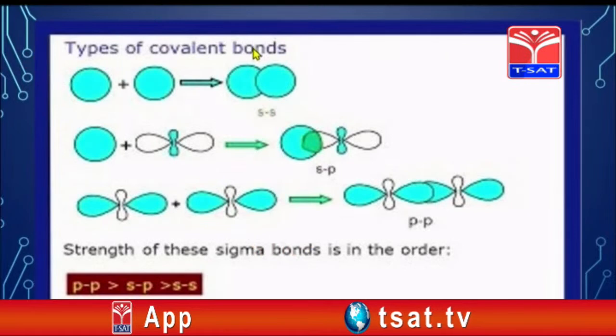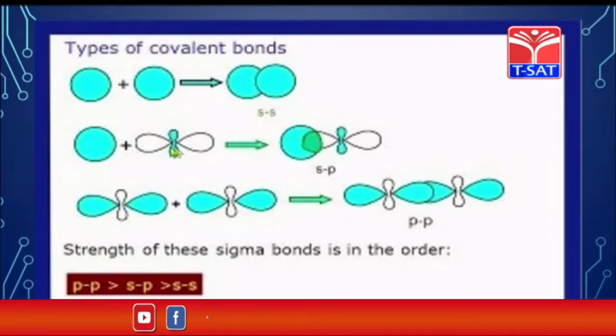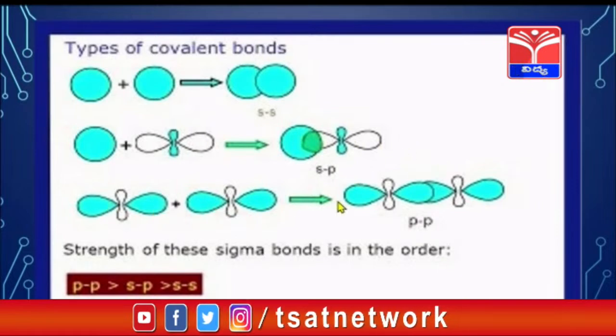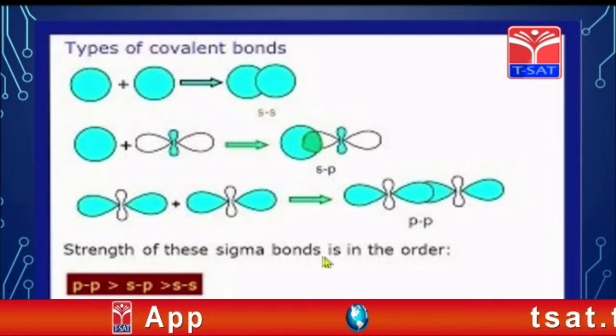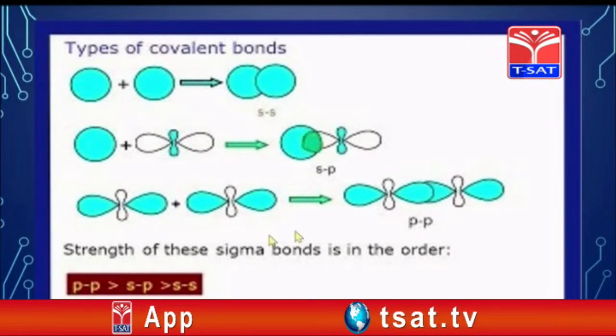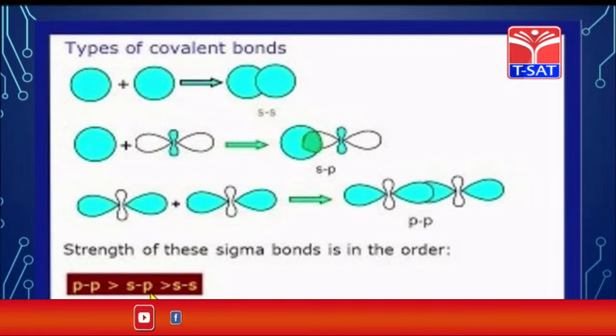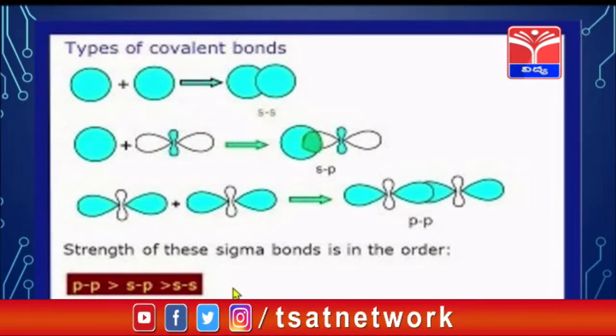Now let us see types of covalent bond, children. ss overlap forms a sigma bond. sp overlap also forms a sigma bond. pp orbitals, when they overlap along the internuclear axis, also form a sigma bond. Let us see the strength of these sigma bonds. Which bond is stronger? The pp bond is stronger than the sp bond, and the sp bond is stronger than the ss bond.